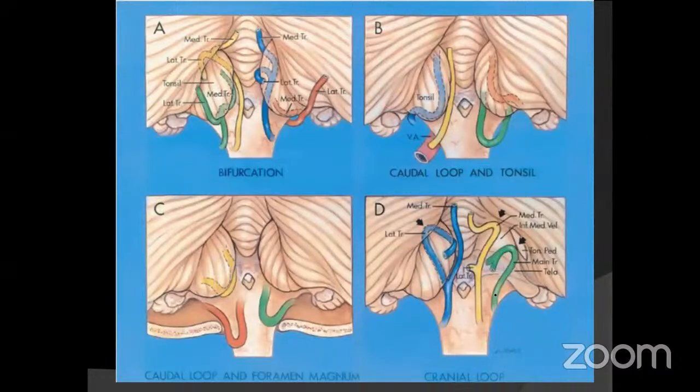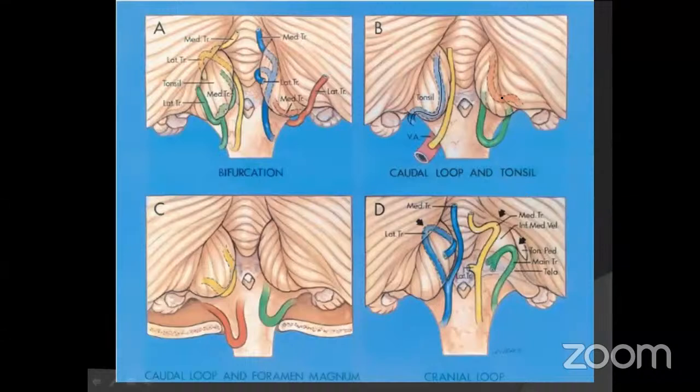Now, moving forward, there are commonly some variations found in the course of the PICA. As we have discussed previously, it has a very tortuous course and gives off many branches. Sometimes there is a tonsil and a caudal loop associated with it. The course that we have commonly seen is this blue one, the caudal loop associated with the tonsils.